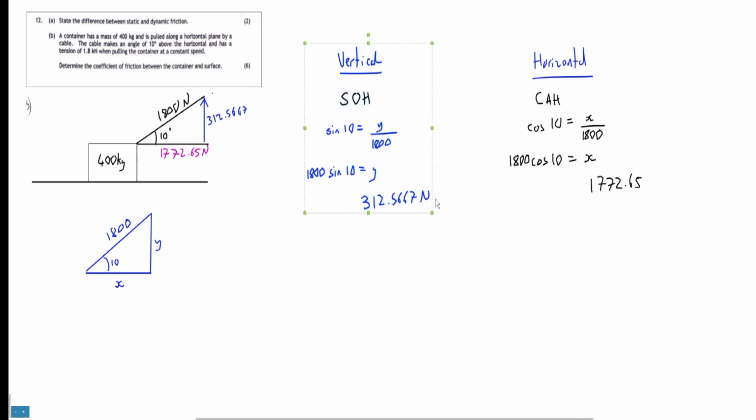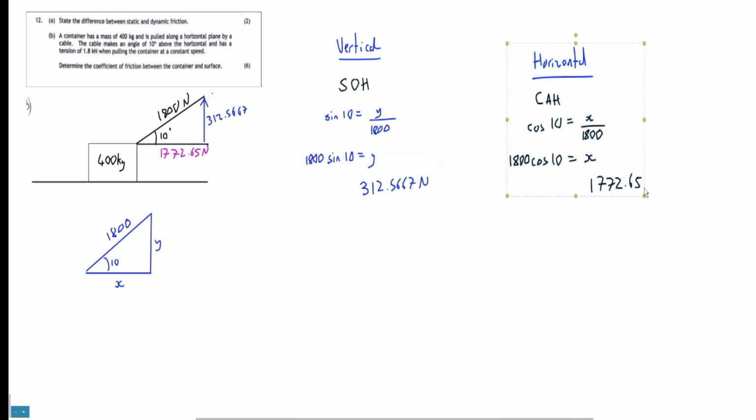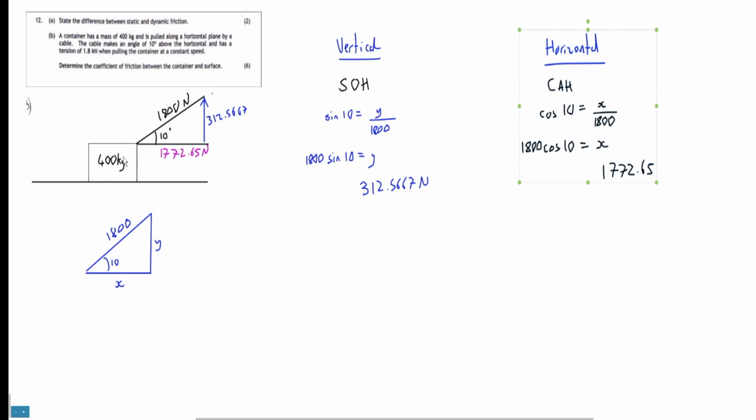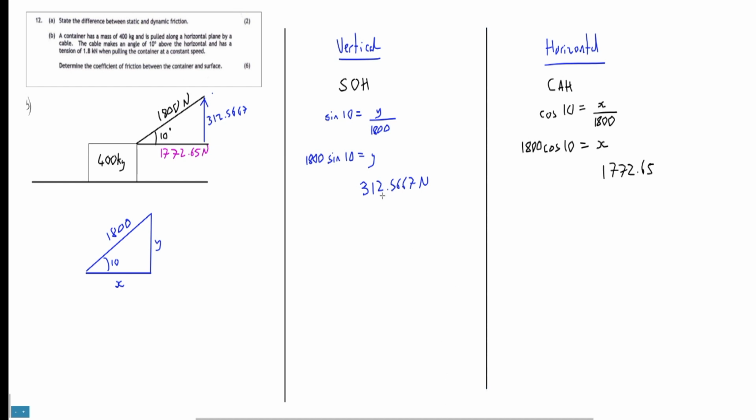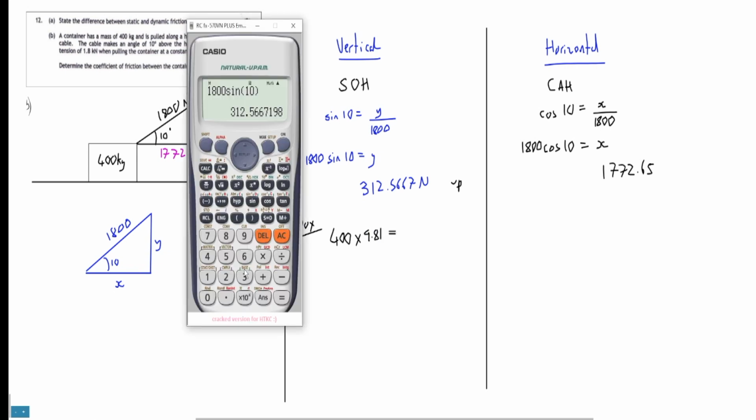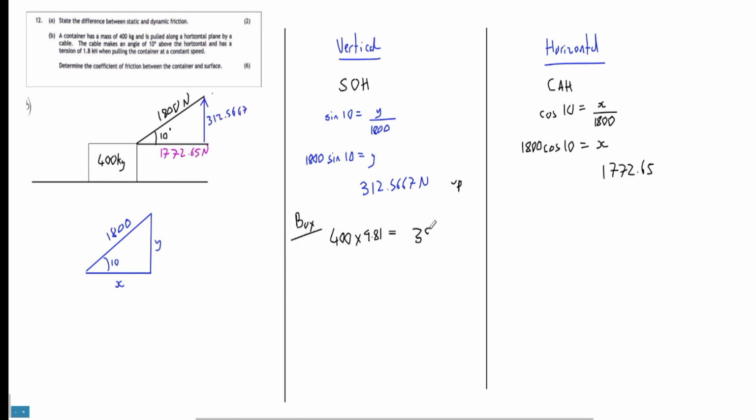So now we need to talk about how much the box itself is pushing down on the ground, because the rope is pulling it up by this much. Now the box itself, let's write that as box, is 400 under gravity, 9.81. F equals ma or mg. 400 times 9.81 is 3924 newtons down.